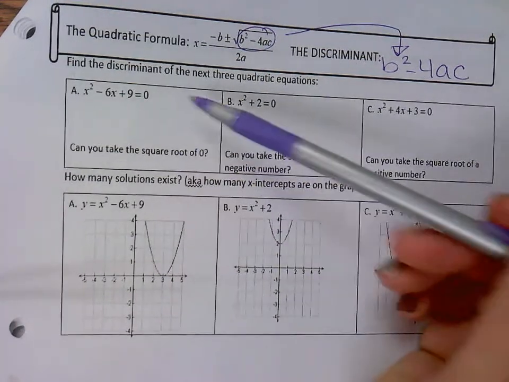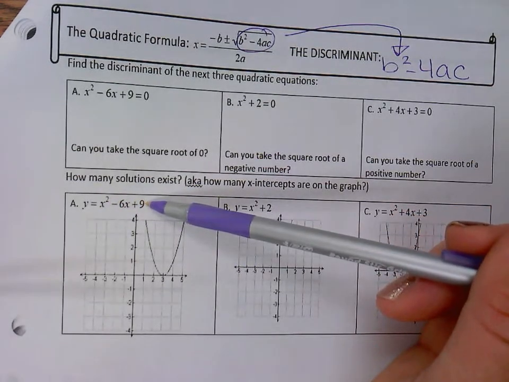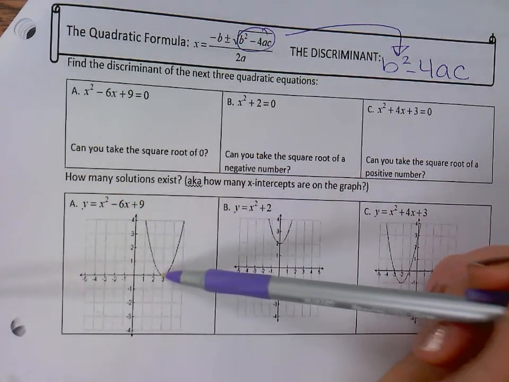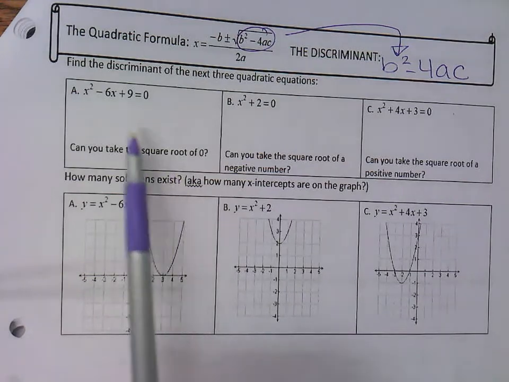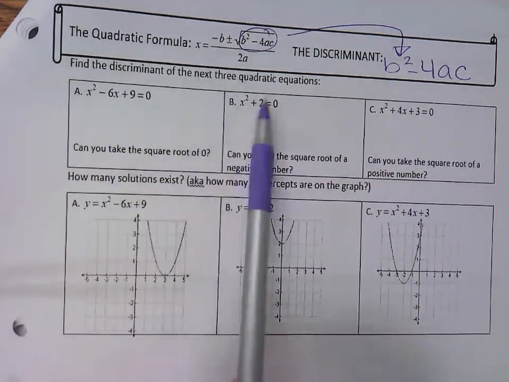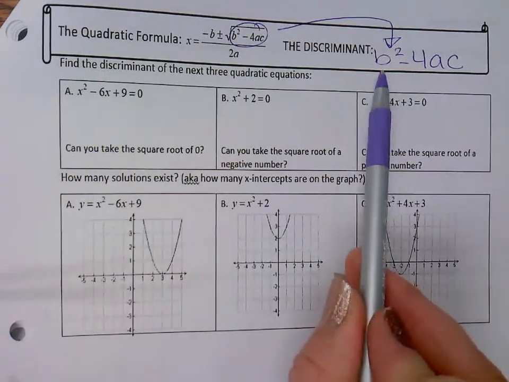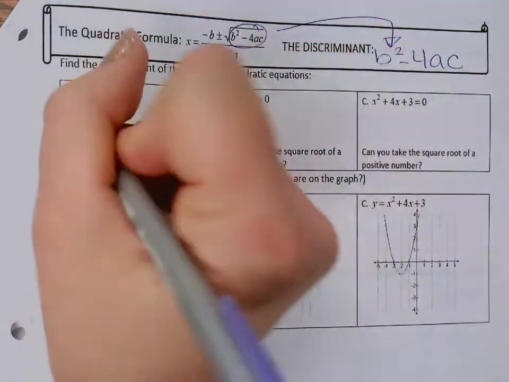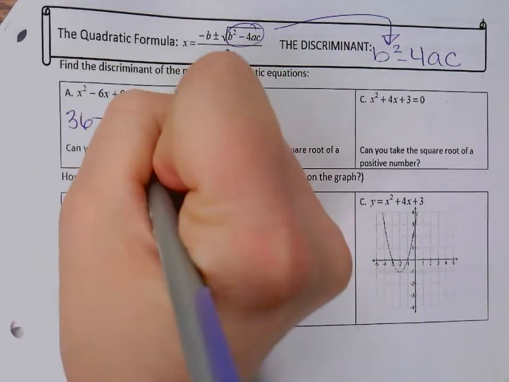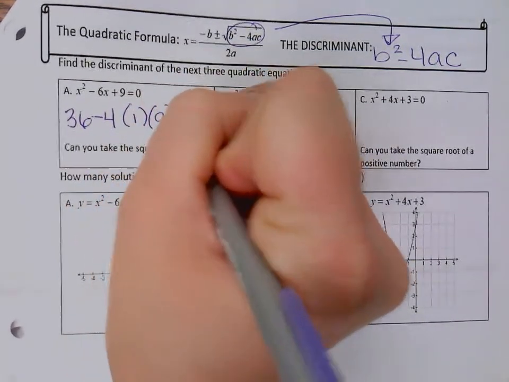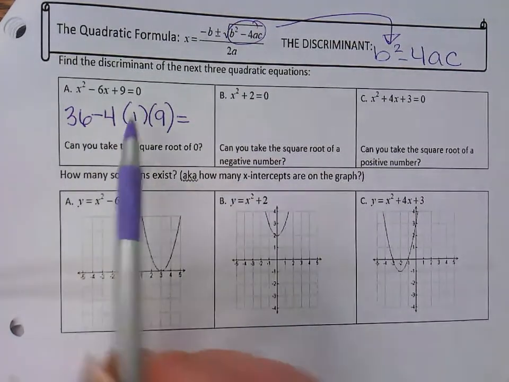See how this is x squared minus 6x plus 9, and this is the graph of x squared minus 6x plus 9. See how it has 1 x-intercept? This graph has no x-intercepts, and this graph has 2 x-intercepts. The discriminant up here is going to come out to 3 different outcomes. So the first one, if I just do b squared, that would be negative 6 squared, right? 36. Minus 4 times a, which is 1, times c, which is 9. What does the discriminant come out to? It's a special answer. 36 minus 36 is 0.